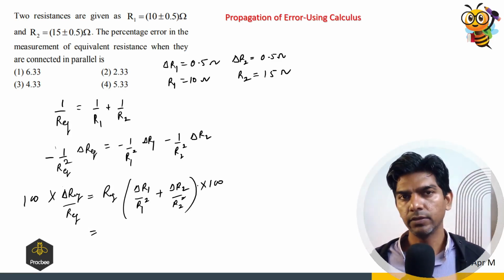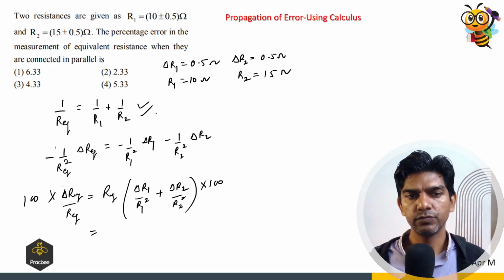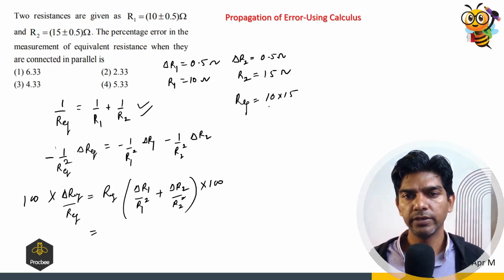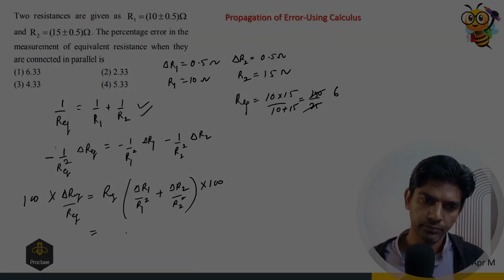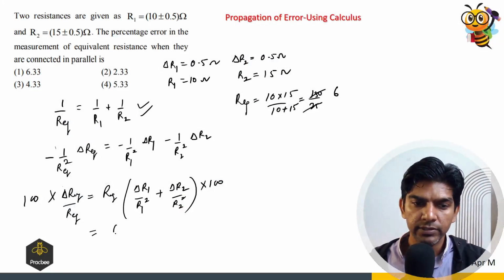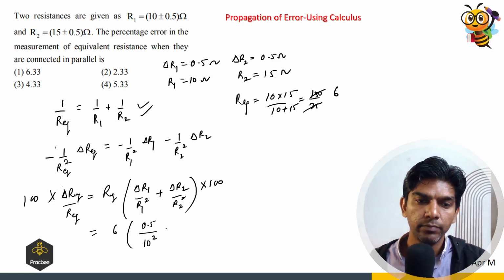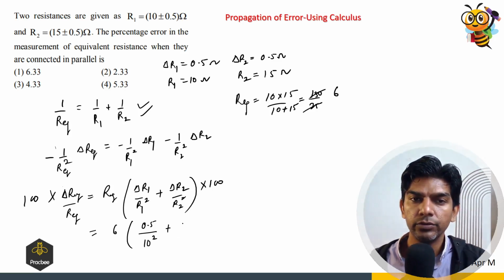And now let us plug in the values. What is R equivalent? We can use this formula. So R equivalent will be 10 times 15 divided by 10 plus 15. So it will be 150 divided by 25. So that will be 6. Now let us plug in the values. So R equivalent is 6. Delta R1 is 0.5 divided by R1 square, so that will be 10 square, plus delta R2 is 0.5 divided by R2 square, that will be 15 square, and that should be times 100.